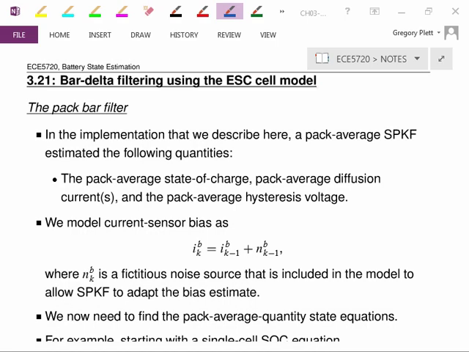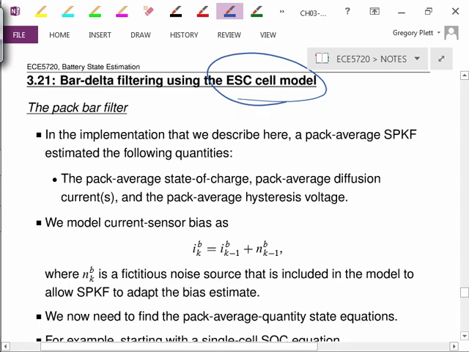We now look at an example of implementing this concept of bar delta filtering using the equivalent circuit model that we've been using all along, the enhanced self-correcting cell model, to illustrate it. We'll start by looking at the overall pack average or bar filter, and then we'll look at the individual cell filters or the delta filters.